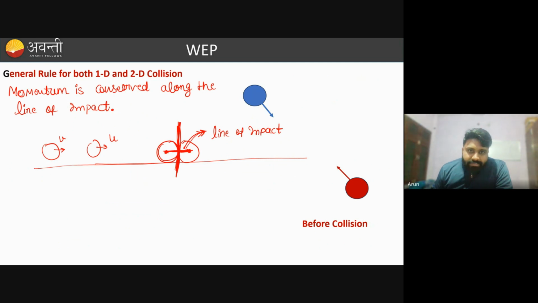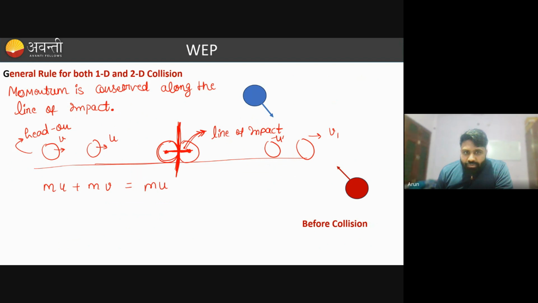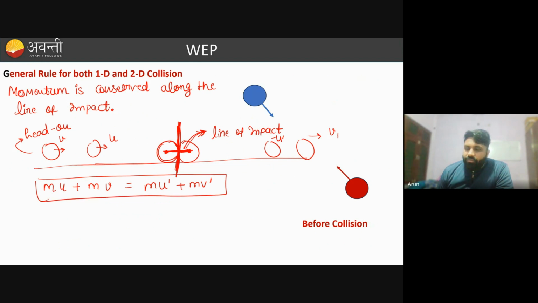Let's say after the collision they are moving with velocities v dash and u dash, and the masses are m. The momentum before collision, and this collision is also termed a head-on collision, so we apply momentum conservation: mu plus mv is equal to mu dash plus mv dash. So this is the law.